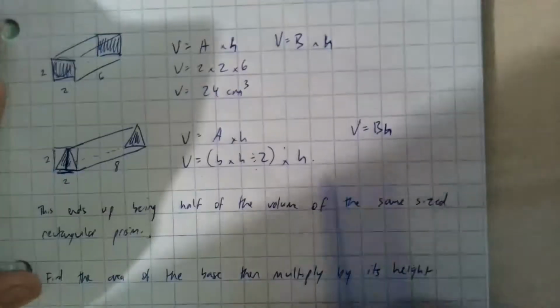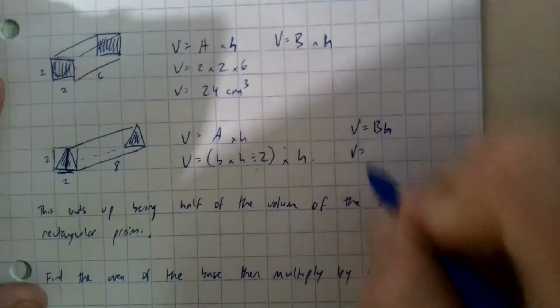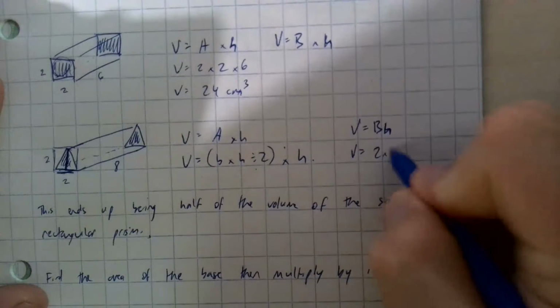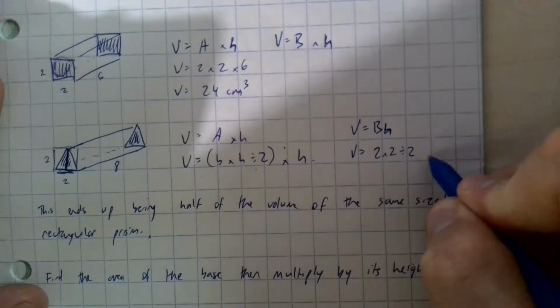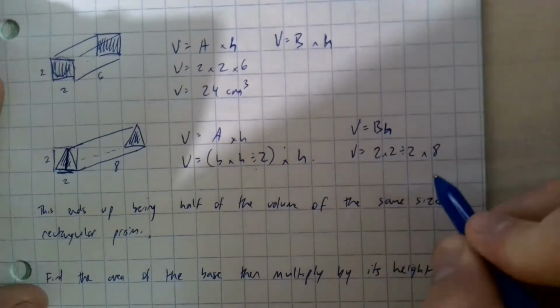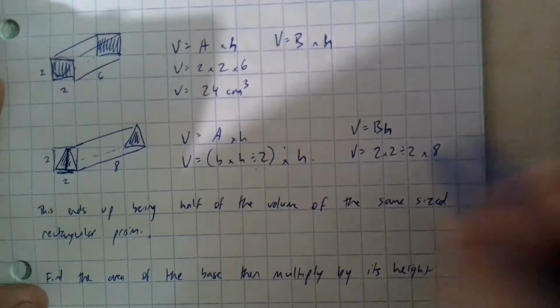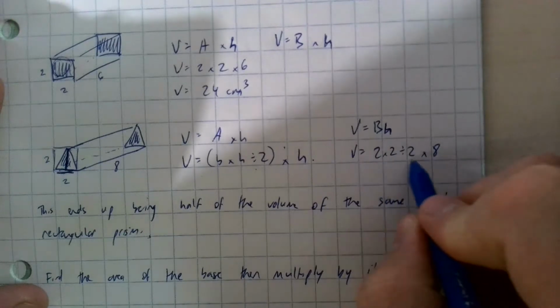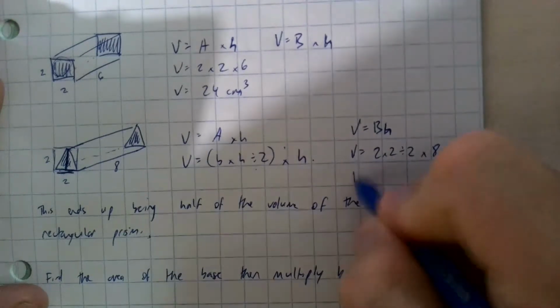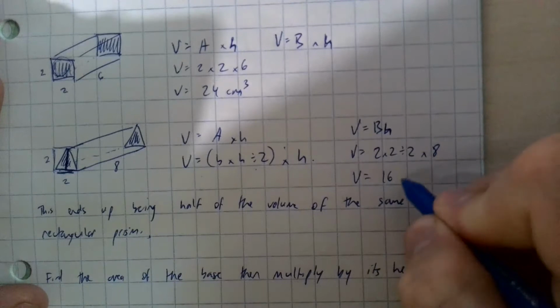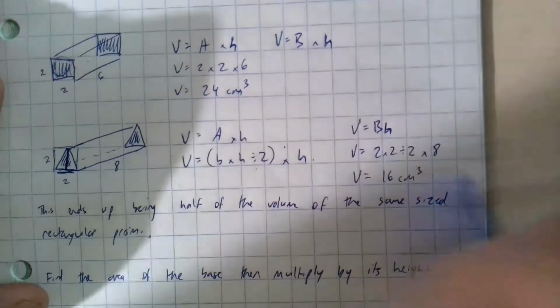This is the same rule we always do when we're doing volume. So I'm going to do 2 times 2 divided by 2 times 8. So that's 4 divided by 2, which is 2, times 8, which is 16 centimeters cubed.